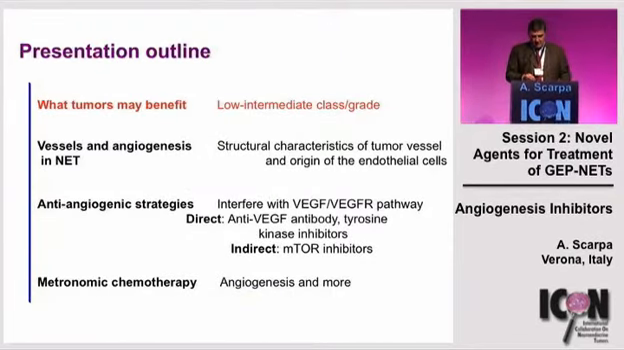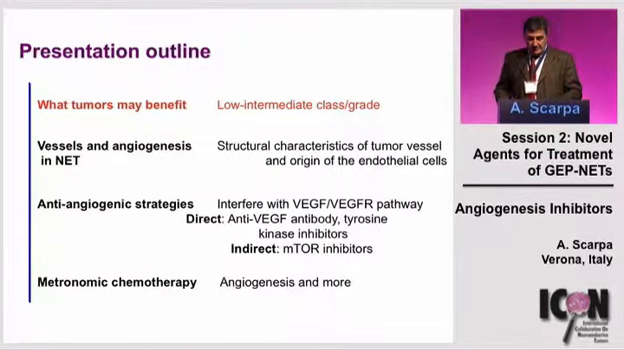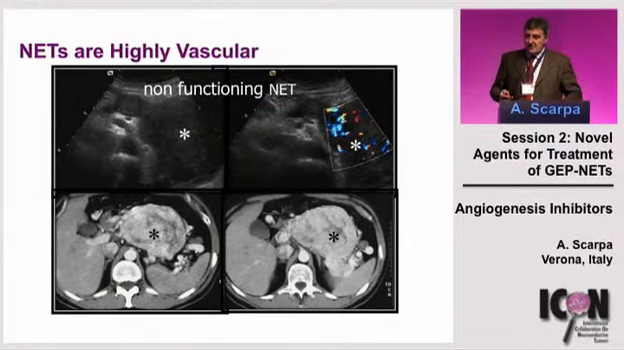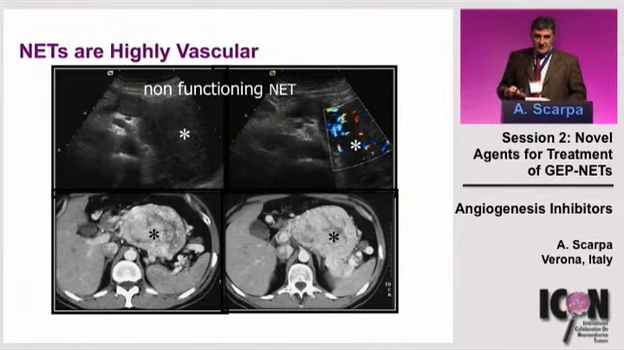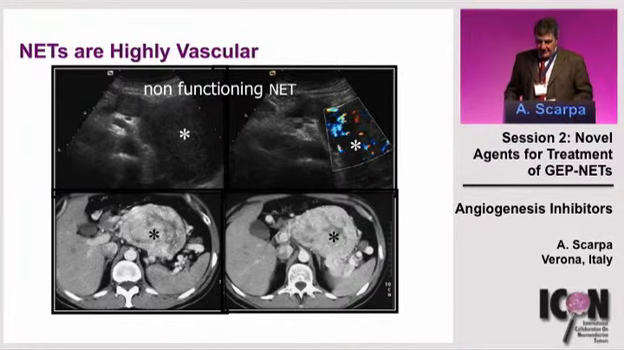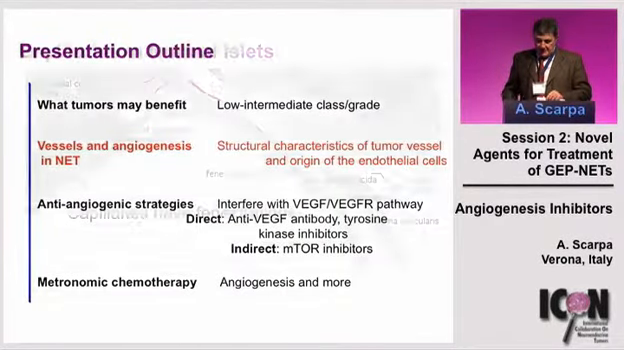And first of all, I would like to point out which tumors may benefit from this therapy. Of course, the NETs are a good target because their hallmark is high vascularization, on average. And this is among the imaging criteria to diagnose it. But how are the vessels structured in these tumors?